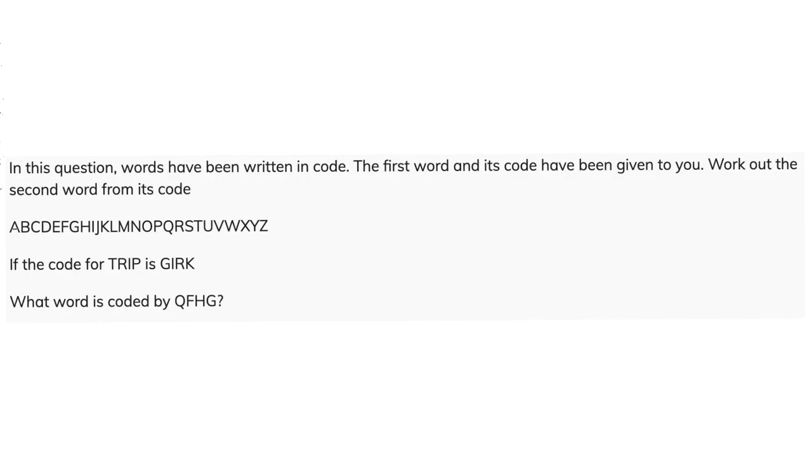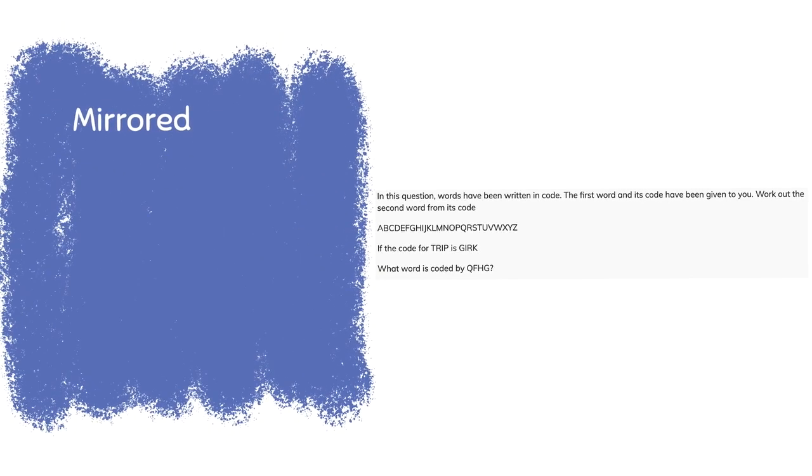For those of you that are trying this at home, if you want to answer the question before the explanation and answer is revealed, pause the recording now. So here's how you should approach mirrored questions. Look out for two letters that appear both in the given word and the code. If you see this, it should make you think that there is a mirrored word code.